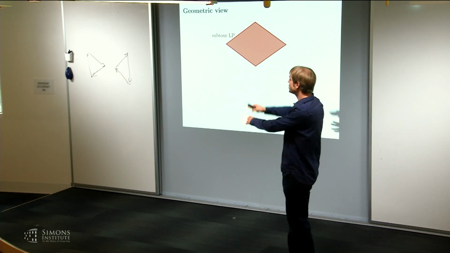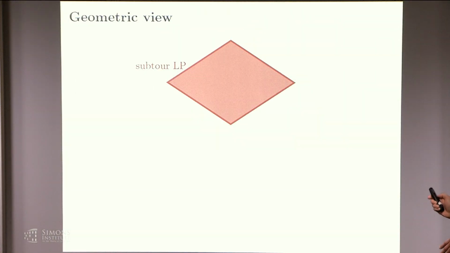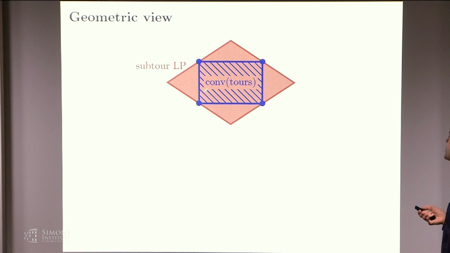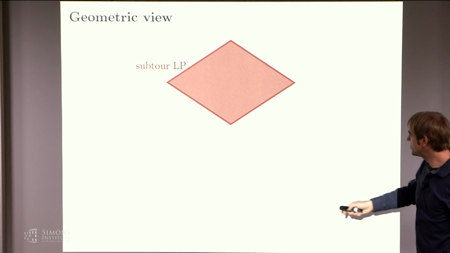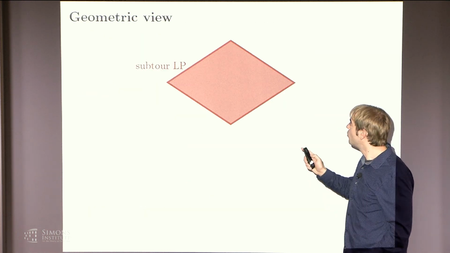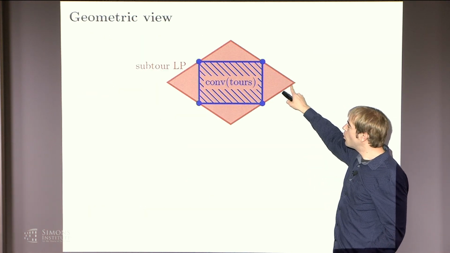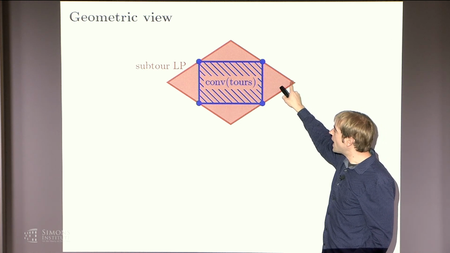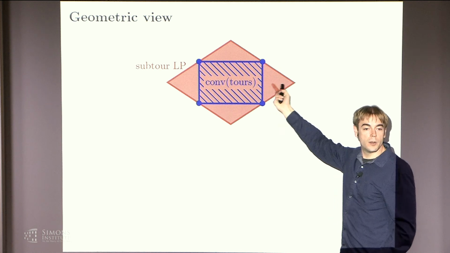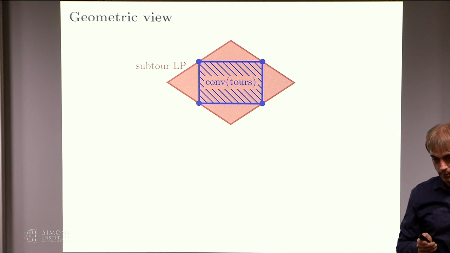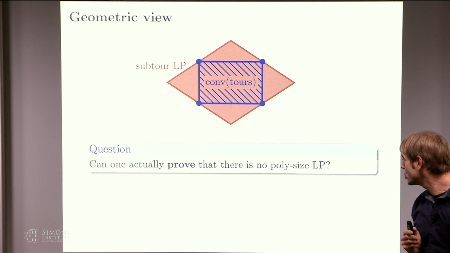If you want a geometric picture of the whole story, you can imagine that this is the solution space, somewhere in some high-dimensional space, of the subtour elimination LP, and this might be the actual convex hull of the Hamiltonian circuits, with every vertex corresponding to a 0, 1 vector of a Hamiltonian circuit. And the solution that I showed you would be one of these points here. So there would be points that are feasible for the LP, but they are actually not in the convex hull of the Hamiltonian circuits. Okay, so far so good.